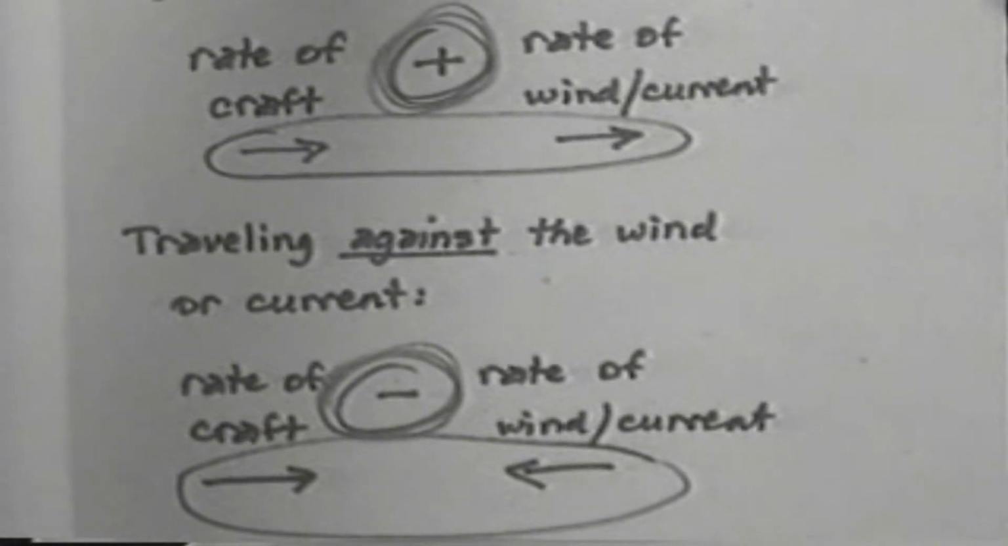We've got two things to work with now. One is our distance formula, rate times time equals distance. And the other is this feature of what happens when the wind or current enters into the picture. Let's take a look at an example. We'll start with an example of an airplane.